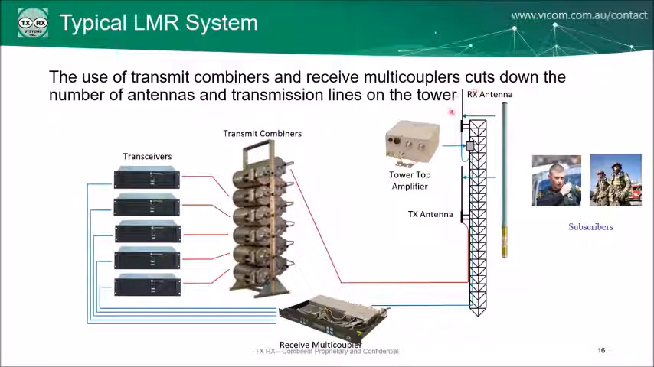In this, we've got a receive antenna, which is sometimes hooked up to a tower top amplifier, not always. That pumps the signal down your tower to a receive multicoupler. The multicoupler spreads the signal out to your various radios or transceivers. Here you'll see we've got 5 different Motorola radios. Those radios will have their own signals going out. Those are pumped through a transmit combiner, and that combiner goes back up to your transmit antenna.